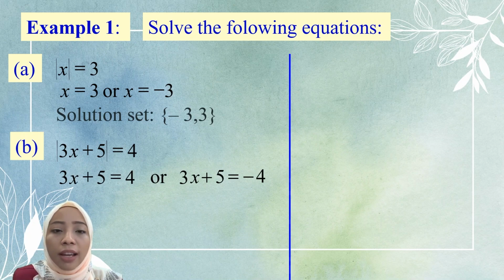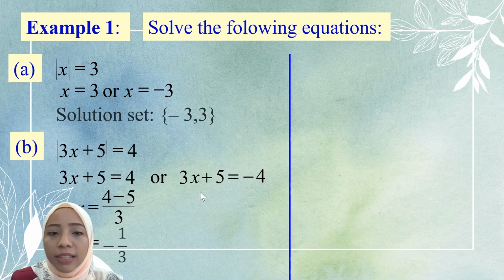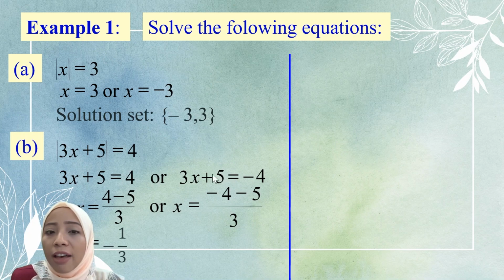By using the definition, we will get 3x + 5 = 4 and 3x + 5 = -4. Okay, we calculate the first part. So we bring 5 to the right. So 4 minus 5, we get -1 over 3. The second part, we bring 5 to the right, becoming (-4 - 5) over 3. And we will get x = -9 over 3, we get -3.